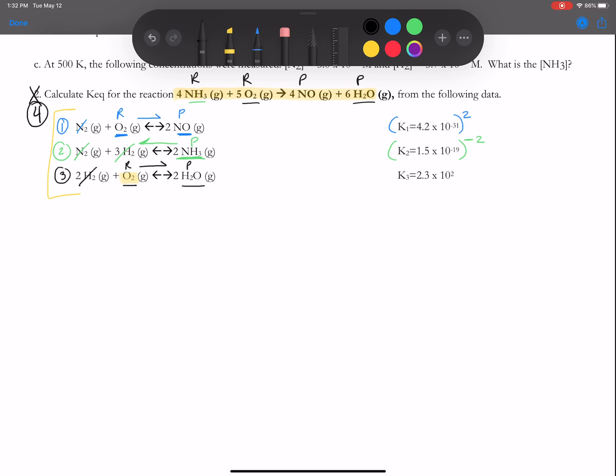I'm just going to now look at my coefficients. My O2 over here in my data is a 1. In my new equation, it's a 5. Again, mathematically, it's going to be a challenge to go from 1 to 5, but my H2O is a 2 in my data and a 6 in my new equation.